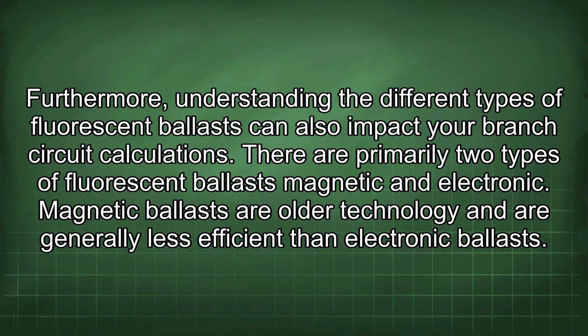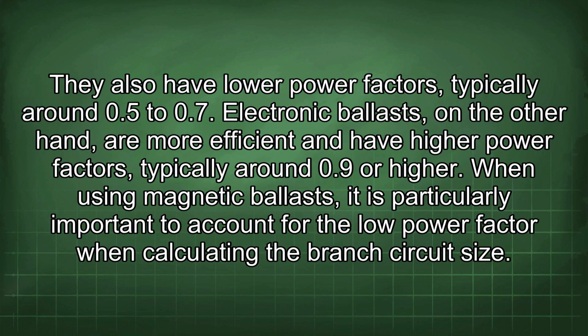There are primarily two types of fluorescent ballasts: magnetic and electronic. Magnetic ballasts are older technology and are generally less efficient than electronic ballasts. They also have lower power factors, typically around 0.5 to 0.7. Electronic ballasts, on the other hand, are more efficient and have higher power factors, typically around 0.9 or higher.